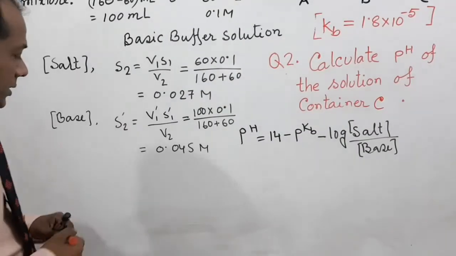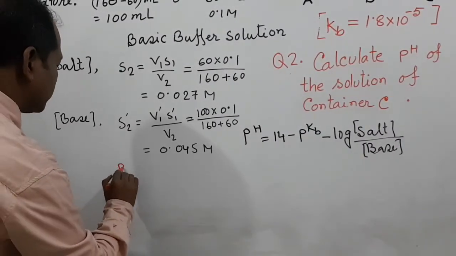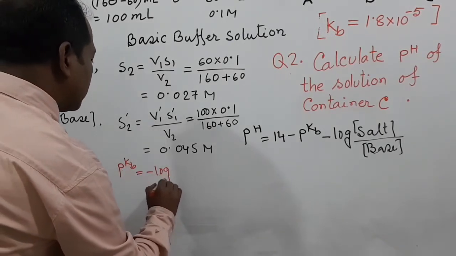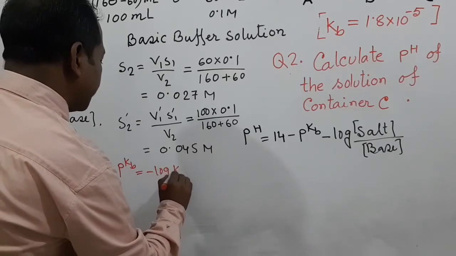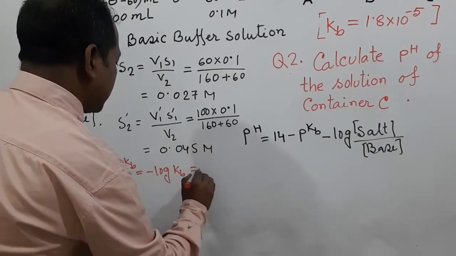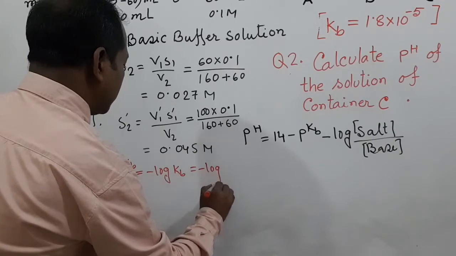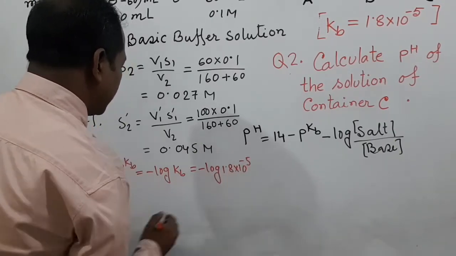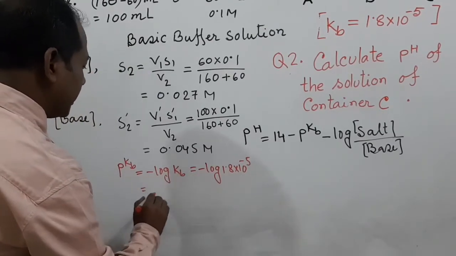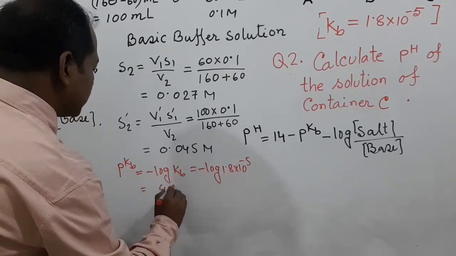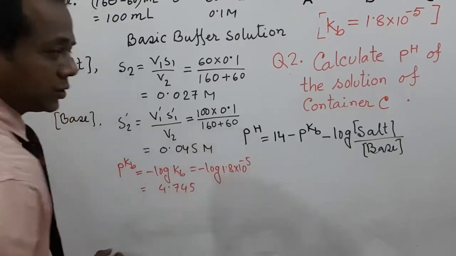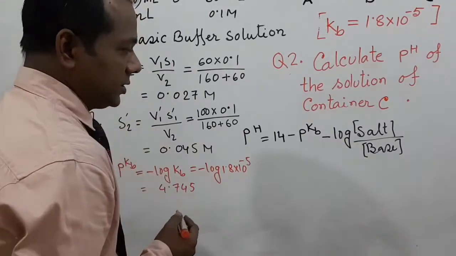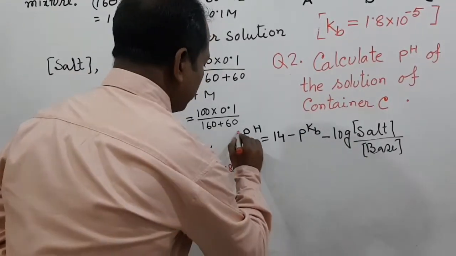Now we calculate the pKb value. Now my dear students, what is pKb? pKb equal to minus log of Kb, and we get minus log of 1.8 into 10 to the power minus 5, and the value is 4.745.